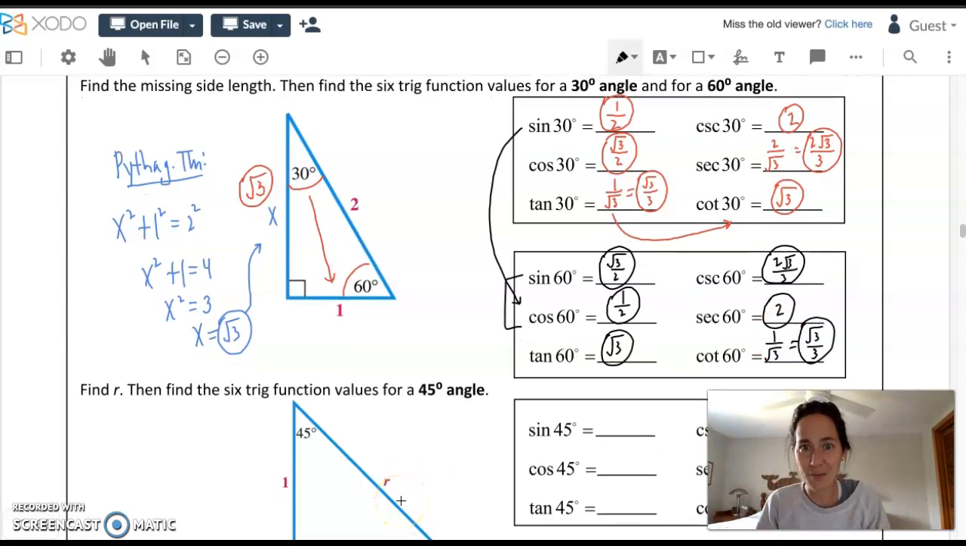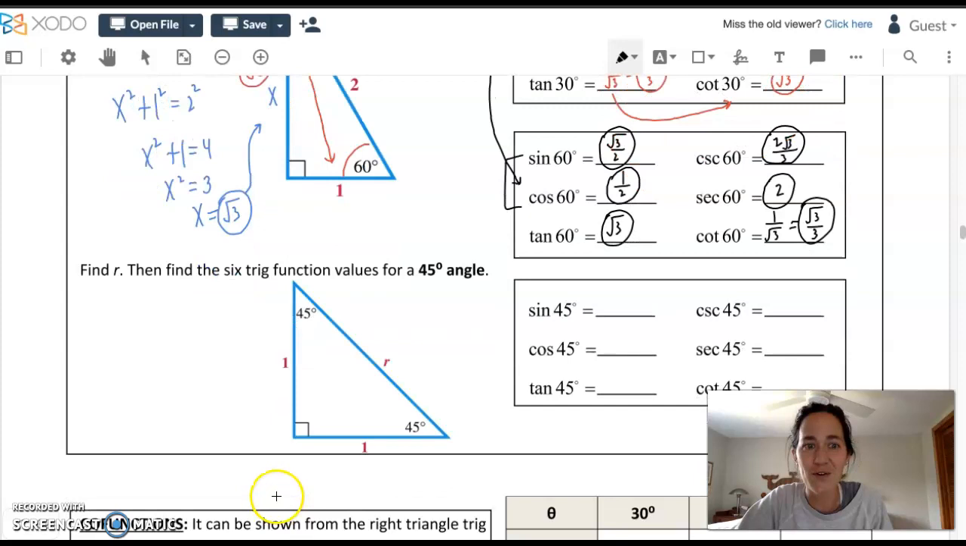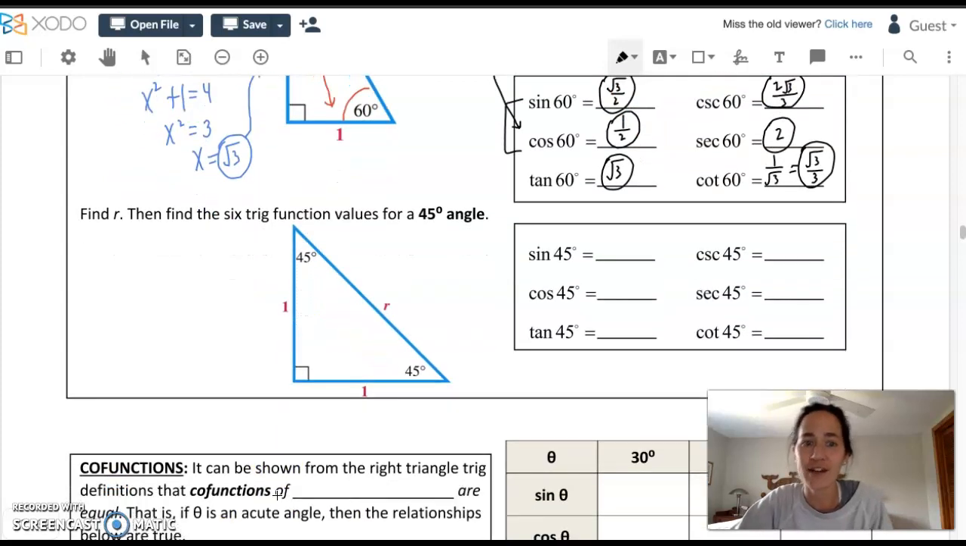All right, let those simmer. Those are very important values. Let's go to a 45, 45, 90 triangle. And this one is isosceles, right? These two side lengths are going to be the same. And if I'm just picking an arbitrary number for the length of the legs, 1 is as good a number as any, right?